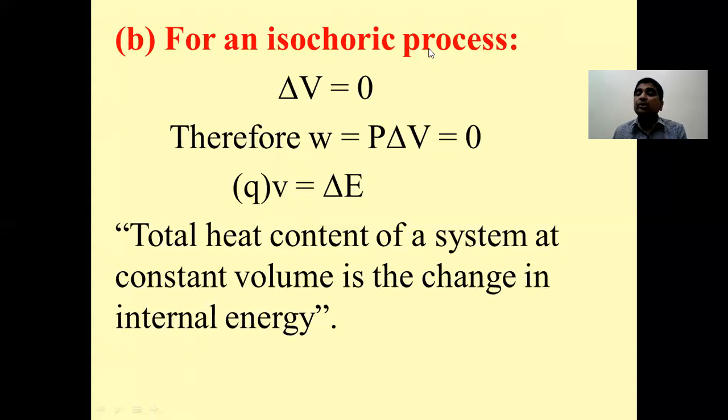And we know that we have one formula for work done, that is W is equal to P delta V. So if the process is isochoric, then what will happen? Delta V is equal to 0, and therefore W is equal to P delta V becomes 0. Therefore, from the mathematical statement of the first law of thermodynamics, Q is equal to delta E plus W, it becomes Q is equal to delta E. That is, Q at constant V is equal to delta E.